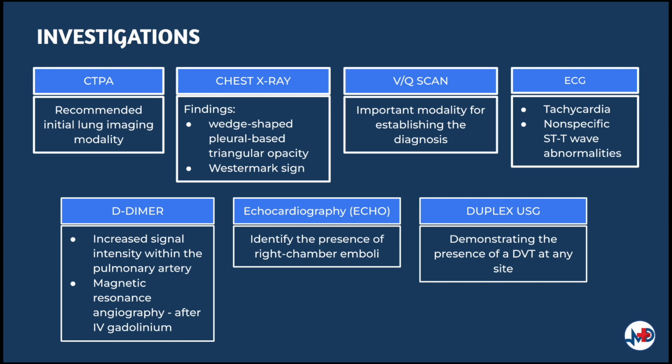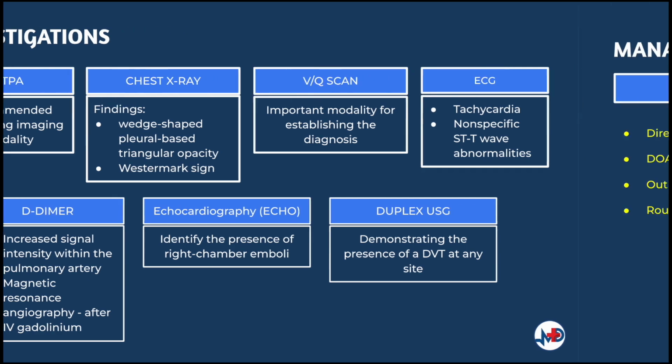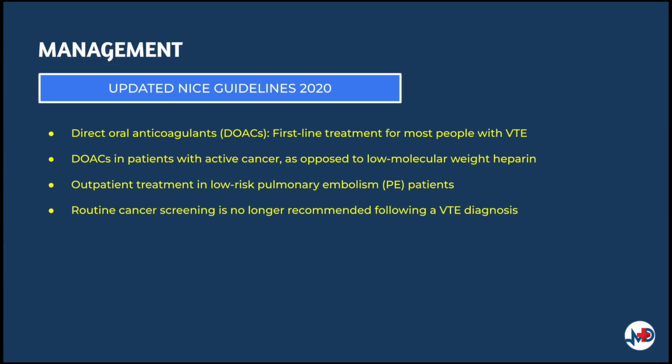COPD gives matched defects. CTPA is one of the best investigations for diagnosing a pulmonary embolism. However, peripheral emboli affecting the subsegmental arteries sometimes can be missed. NICE updated their guidelines on the management of VTE.